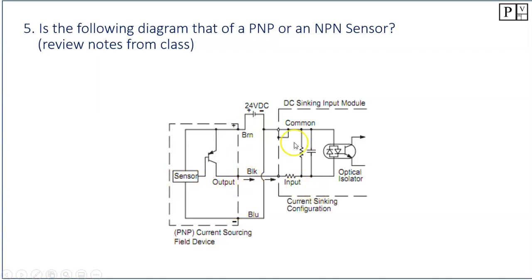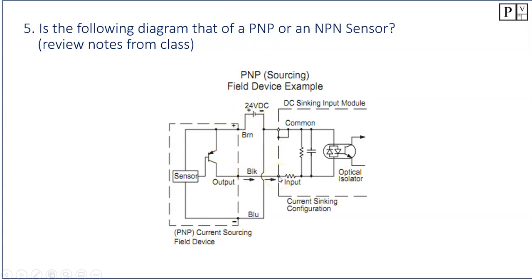Going into the PLC, we have to look at the common. The common looks like it is jumpered to the negative here, so the common is already referencing the negative. So we are switching the positive. You can see the positive comes through the switch and into the input of the PLC. So this one is a PNP. We're switching the positive of our power supply.